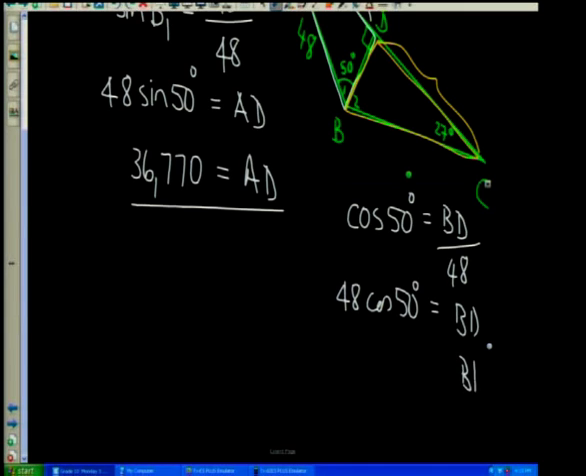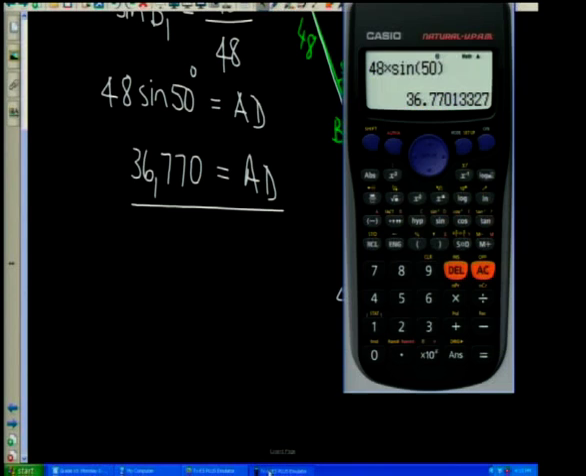Right, and if we use our calculator for that, then we've got 48 times cos of 50, giving us 30.854.